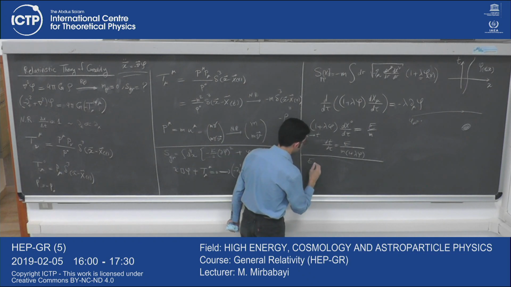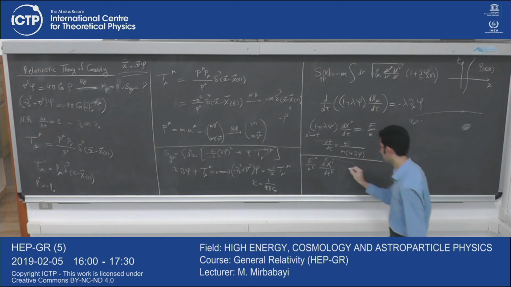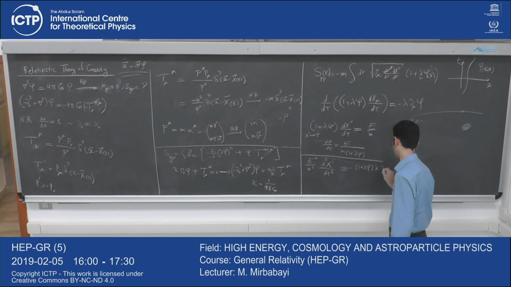So there will be E squared over m squared d squared xi dt squared equals minus 1 plus lambda phi times lambda d_i phi.